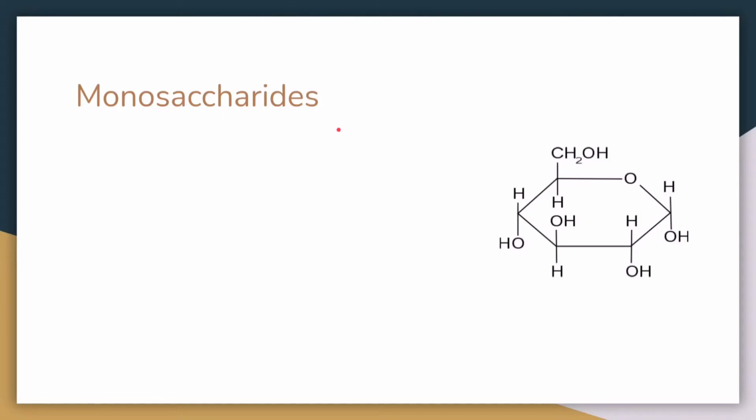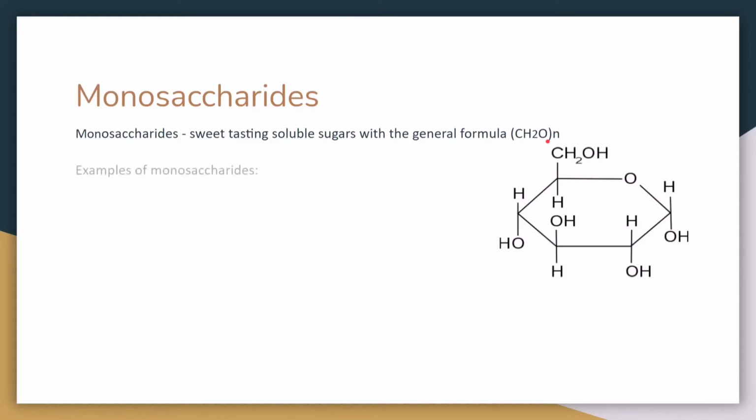So monosaccharides, the monomers of the carbohydrate polysaccharide polymers, are sweet-tasting soluble sugars with the general formula CH2On. So if you had a 5-carbon, a pentose sugar, you'd have 5 carbons, 10 hydrogens and 5 oxygens. Examples of monosaccharides are alpha glucose, beta glucose, fructose and galactose. And these are the ones you'll have to know for the exams.